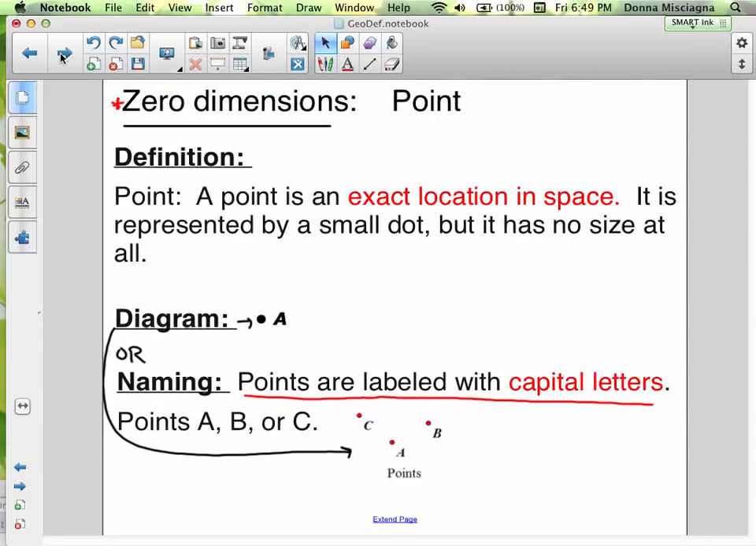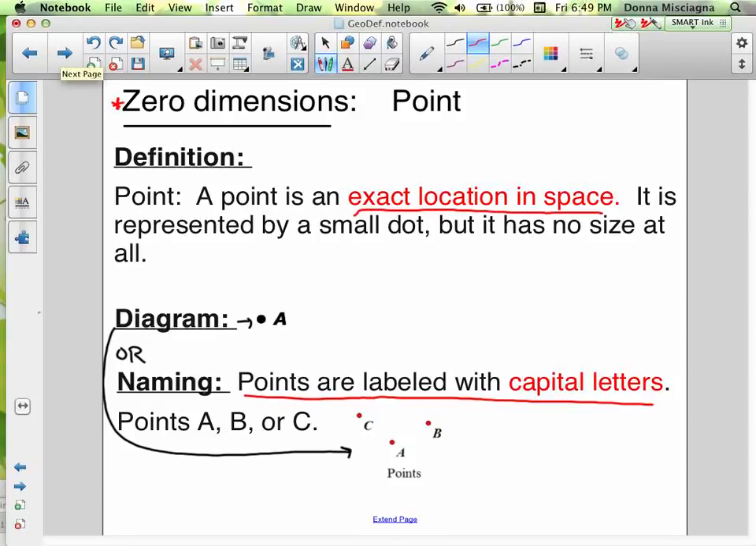All right, so the first one for your notes, we've already written in that a point is 0 dimensions. Definition: a point is an exact location in space. It is represented by a small dot, but it has no size at all. Feel free to abbreviate so we can fit into the boxes. Feel free to add additional space if you need to. So for point, for instance, you want to write in that it's an exact location in space. You don't have to write full sentences. And represented by a small dot, no size, right? That would be some ways that you could abbreviate that.